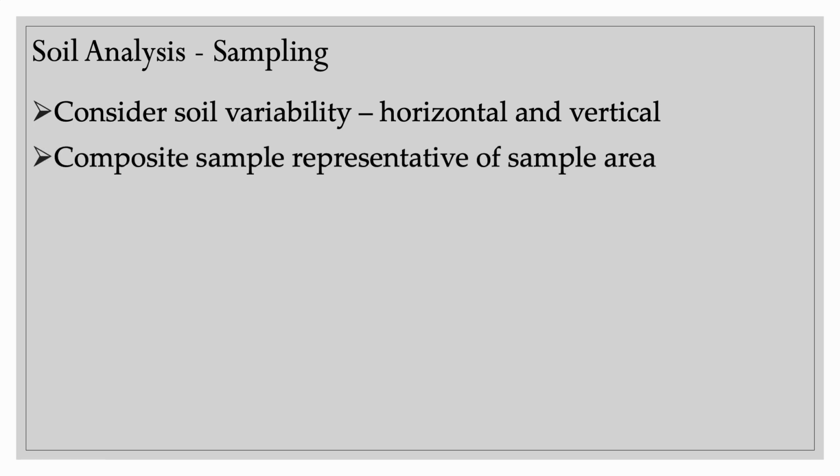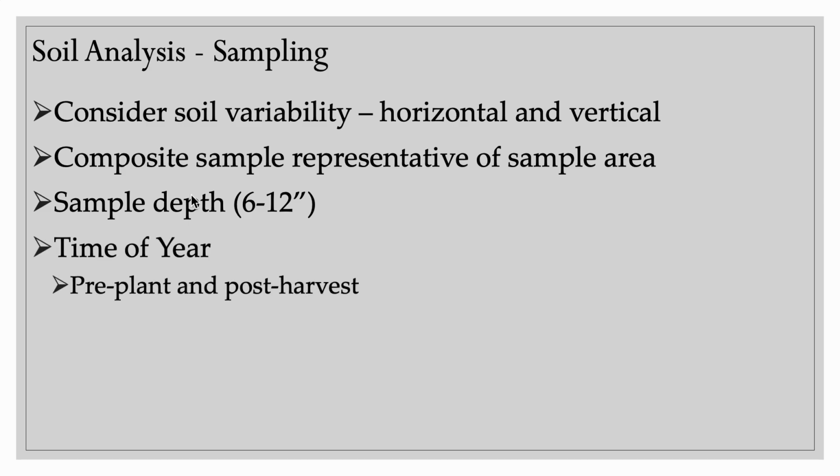And this kind of goes into our zones or our grids. And so we want to make a composite sample of the zone that we're sampling. We want to take that sample to about 6 to 12 inches because that's our root depth. So we want to make sure that there's enough nutrient below the surface that the plant roots are actually taking up.